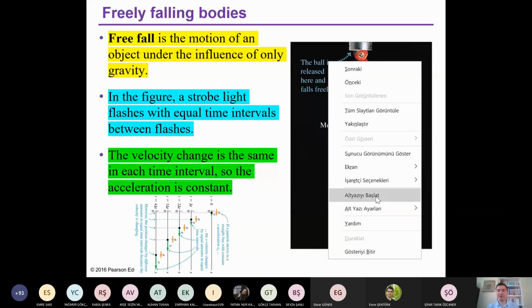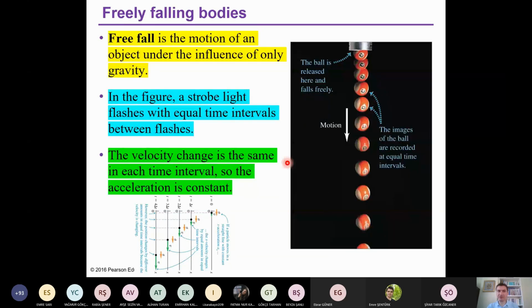In the first part, we have discussed motion with constant acceleration, and here we will learn free falling bodies, and this is a very nice example of motion with constant acceleration, more or less constant acceleration. So within the calculations, we will consider that free fall is a motion with constant acceleration. So what is free fall? Free fall is the motion of an object under the influence of only gravity.